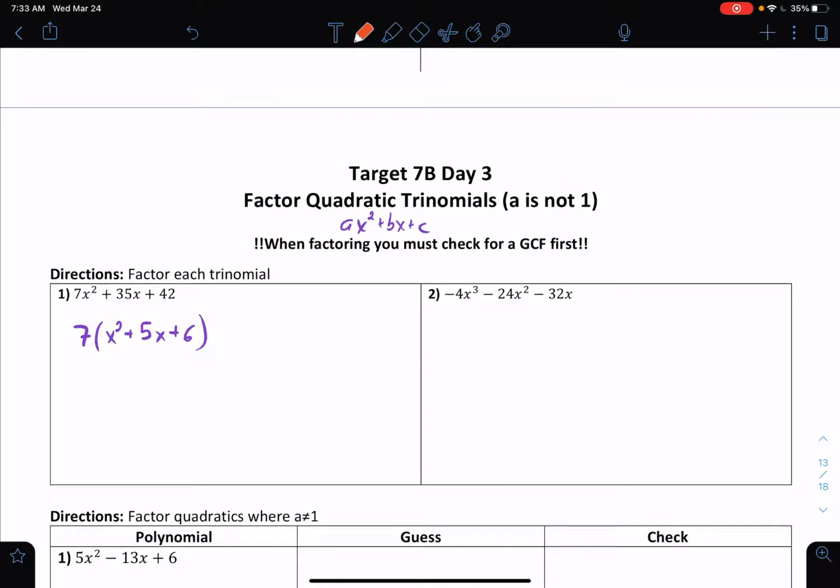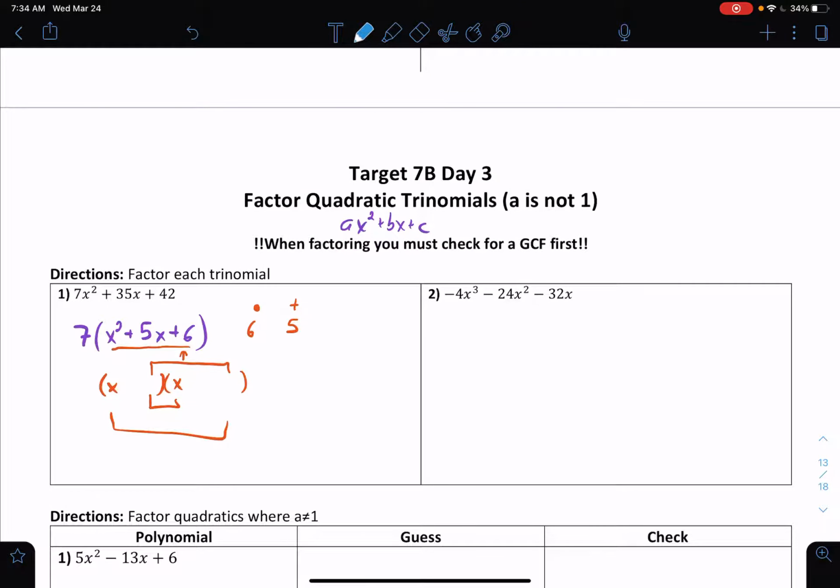Now I'm going to look at what's remaining and see if I can factor that further. All right, so what is going to multiply to give me 6, but add to give me 5? Because remember, when this factors, the first two terms need to multiply to give me x squared, so those are going to be x times x. The last two terms need to multiply to give me 6, and the inners and the outers need to combine to give me 5x. So what is going to multiply to give me 6, but add to give me 5?